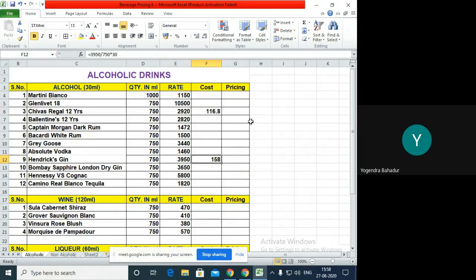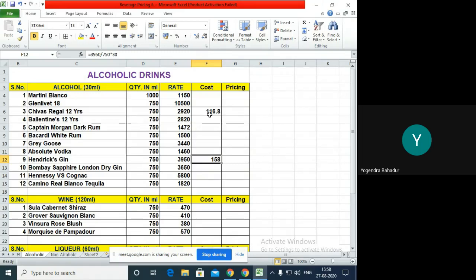So in the exam, I will ask you questions like: find out the menu pricing of Shivas Regal, where we are taking the beverage cost to be 21%, right?